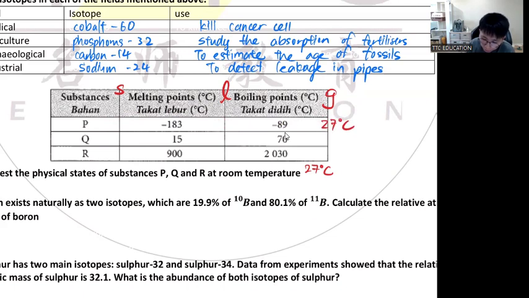Okay, then you do the same thing for the rest. So 27, start from here. Is it more than 15? Yes, so I move it to the right, to the middle. Is it more than 70? No, so I keep it here. Then for R, the melting point is 900. 27 is not higher than 900, so it stays at solid.